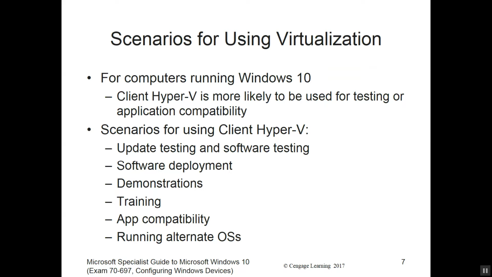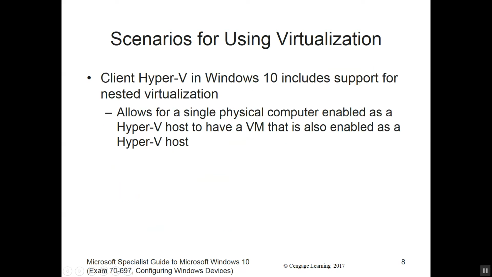You can run Windows 95 virtually on Win10. Client Hyper-V in Windows 10 includes support for nested virtualization, so I can have a Windows 10 machine running virtually on a Windows 10 machine, and that virtual machine have Hyper-V enabled on it with multiple virtual machines on it. It allows for a single physical computer enabled as a Hyper-V host to have a VM that's also enabled as a Hyper-V host.